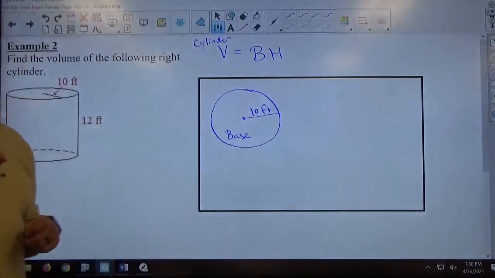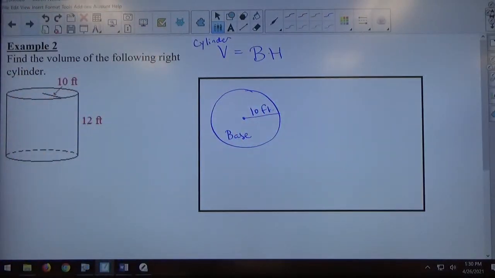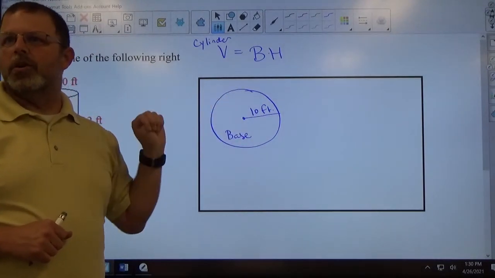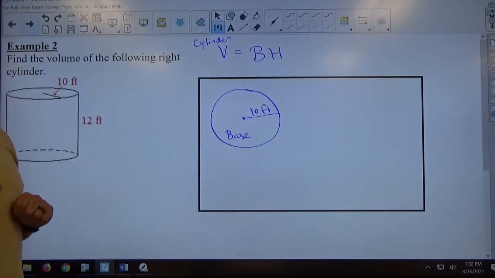If they happen to give you a diameter instead of a radius, write the radius in instead of the diameter. You need the radius, that's all you need. So if they said diameter is 20 feet, all the way across, you'd put 10 feet in this picture. Always draw your circle with just a radius, that's all you need for circles.